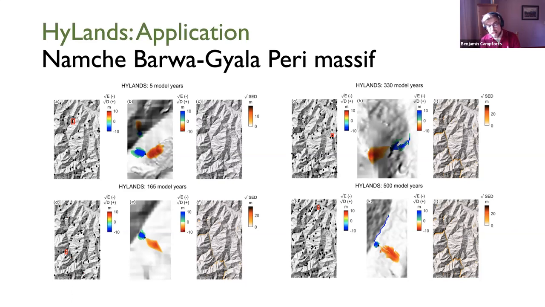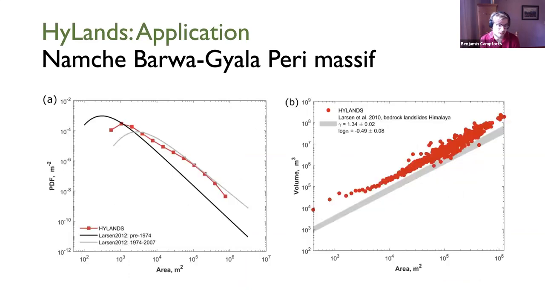Surprisingly, even without tweaking model parameters to a large extent, we were able to reconstruct the magnitude-frequency distributions for observed landslides in that area. Even the area-volume relationships were quite realistically simulated. In the left-hand plot, the red dots are what we simulated, and the black and gray lines are what we have measured there from other data sets. In the right-hand plot, showing the area-volume relationship, the gray band is what we measured, and the red dots are again what we simulated.